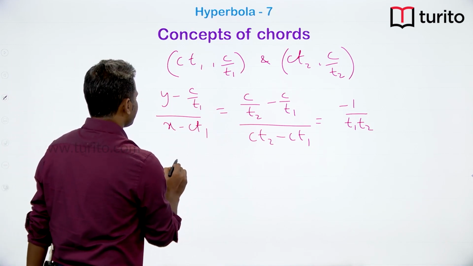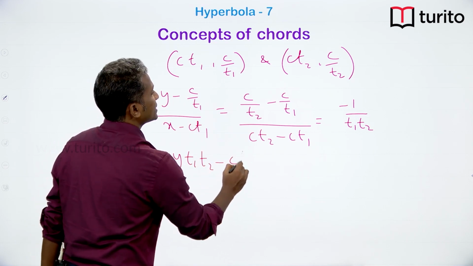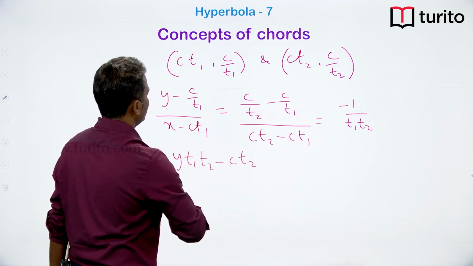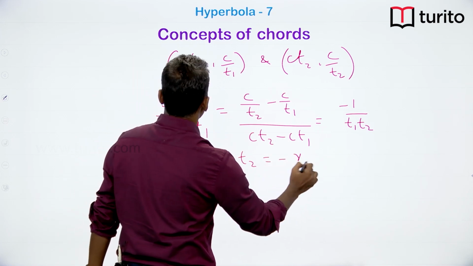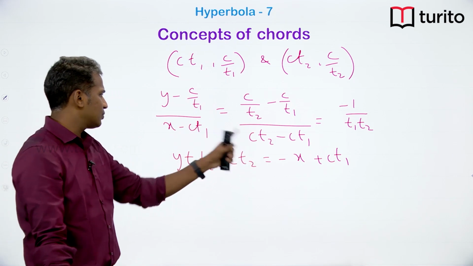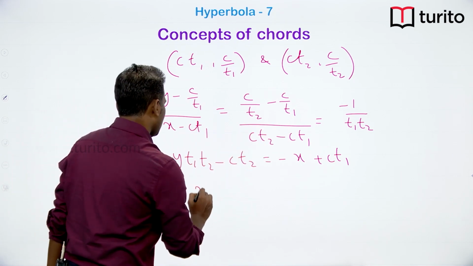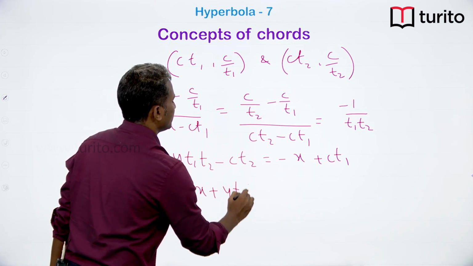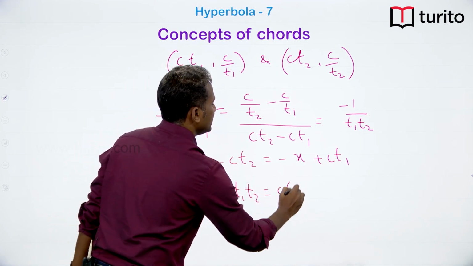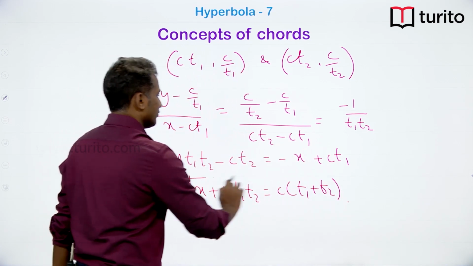Now if we simplify this, what are we going to get? We will get y into t1 t2 minus c t2 is equal to minus x plus ct1. I can take x to LHS and ct2 to RHS. So I will get x plus y t1 t2 is equal to c into (t1 plus t2). This becomes our equation of chord.